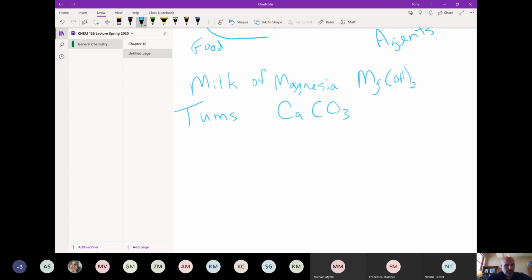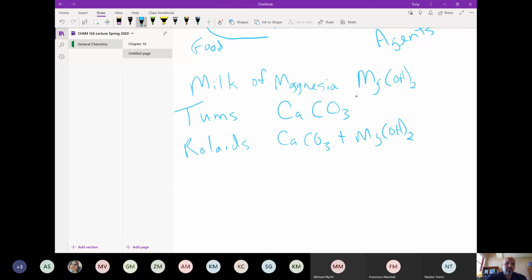Then we have Rolaids, and Rolaids is a mixture of both the calcium carbonate plus the magnesium hydroxide. And there's a reason to do that. The reason is calcium carbonate reacts very, very quickly, whereas magnesium hydroxide is much slower to react. So you get kind of an instant relief followed by a lasting relief in regards to how it works.